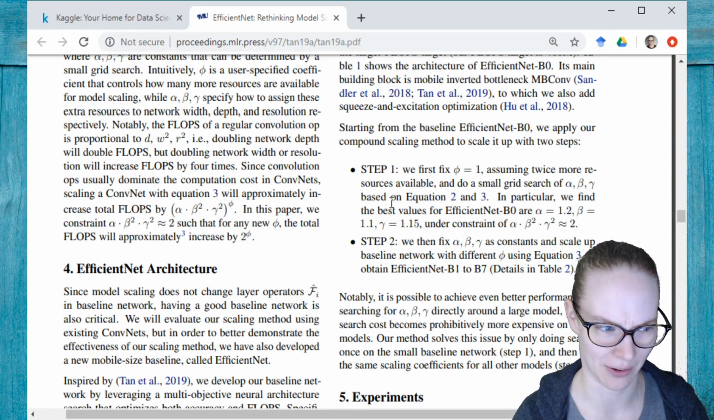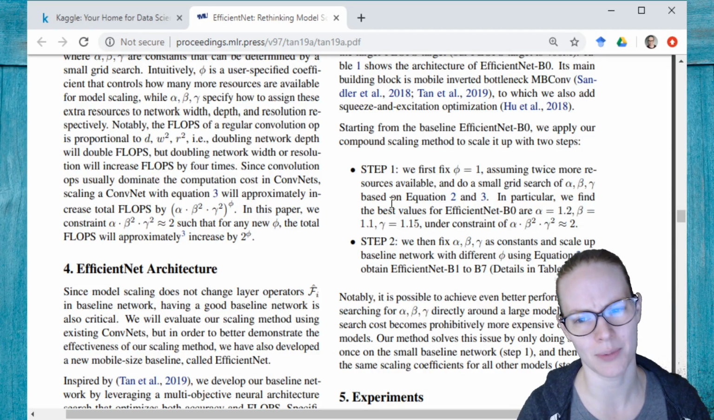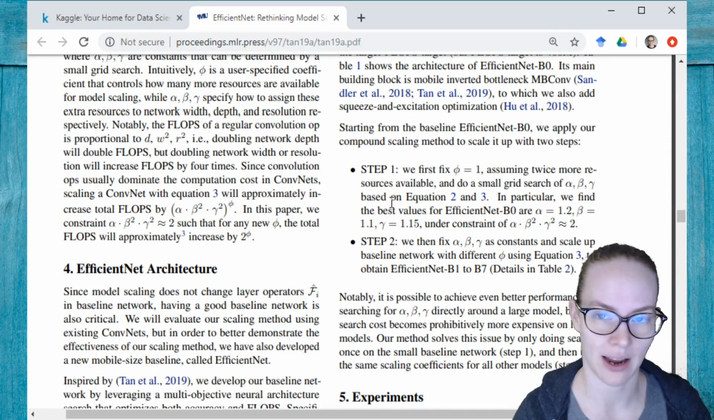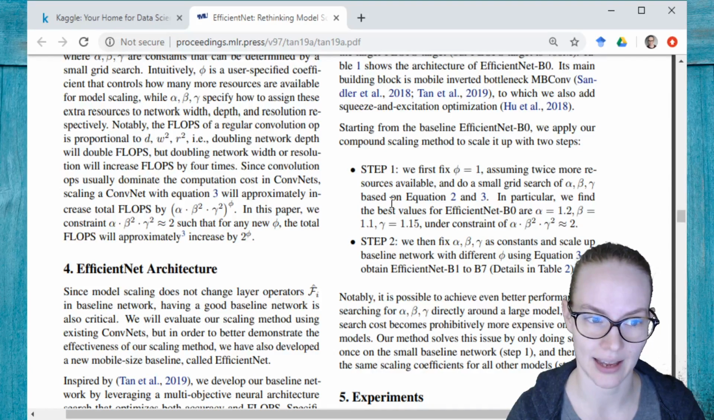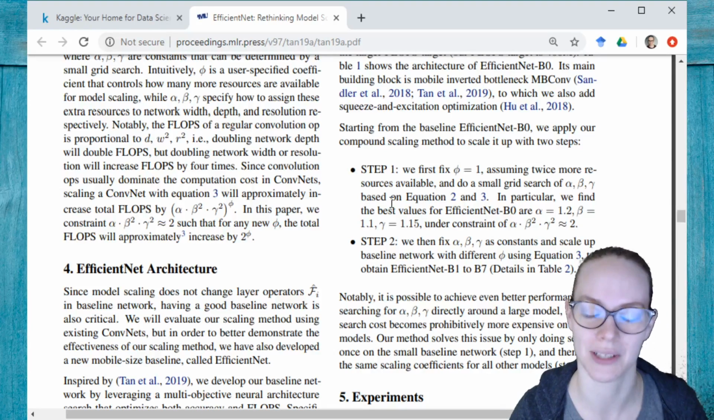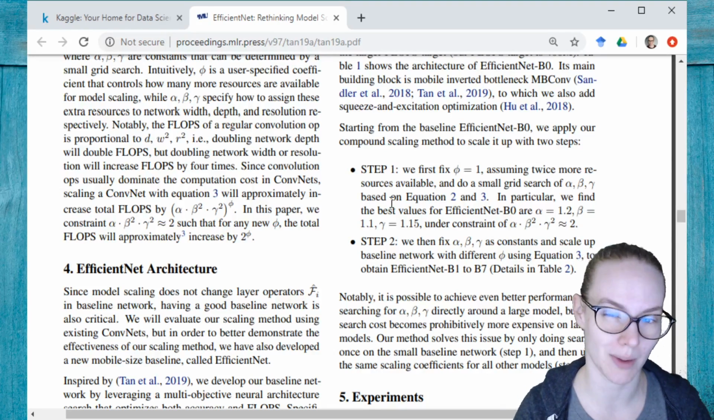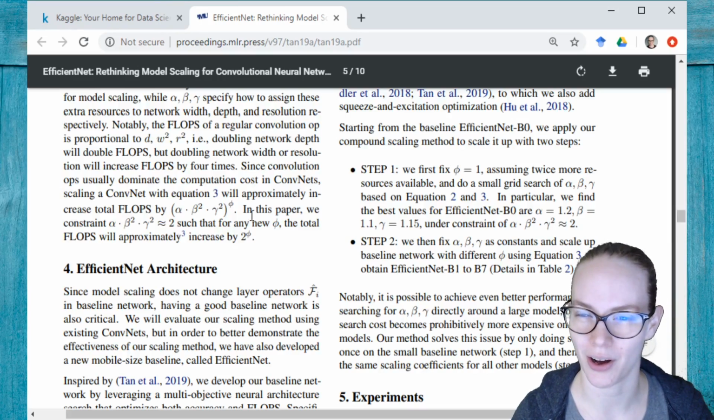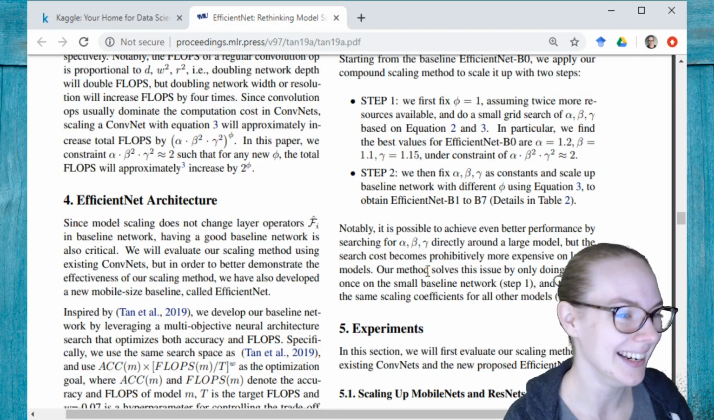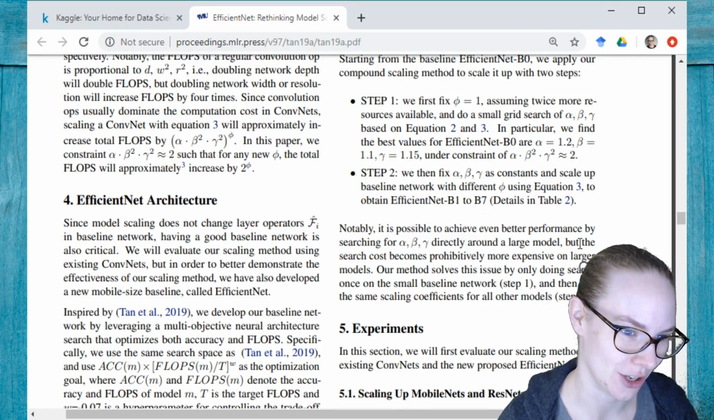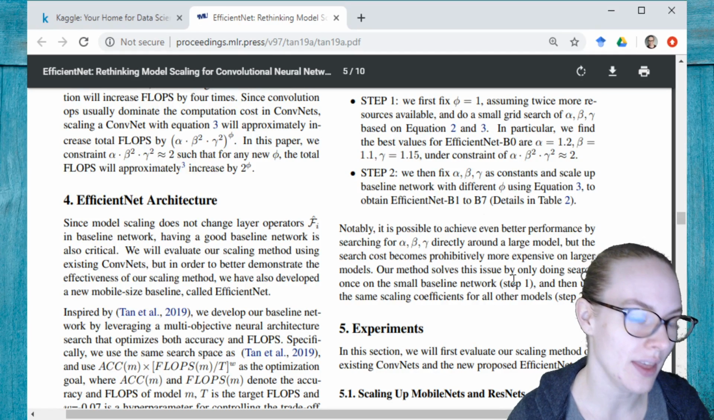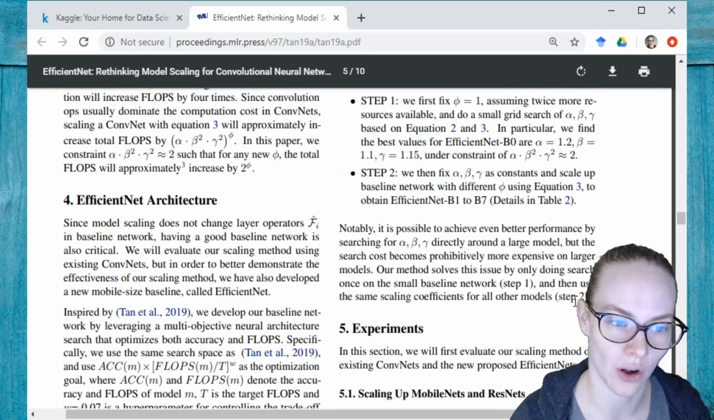And I think we've talked about how neural architecture search is very computationally intense in general. So I really like this approach of finding a base model and then scaling it. You could probably eke out another couple percentage points by doing the scaling on the larger model, but at what cost? An extremely substantial one. That's the answer. A big cost. Our method solves this issue by only doing search once on the small baseline network, and then using the same scaling coefficients for all other models.